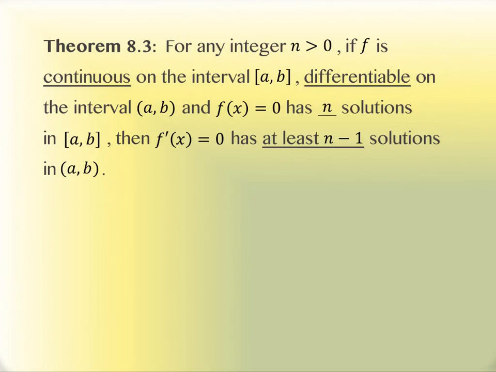Get used to those phrases. They're in all of them, right? Continuous and differentiable. And f of x equals 0 has n solutions. Okay, so not just 2, but maybe 3 or 4 or 5 or 10. Then f prime of x equals 0 has at least n minus 1 solutions.